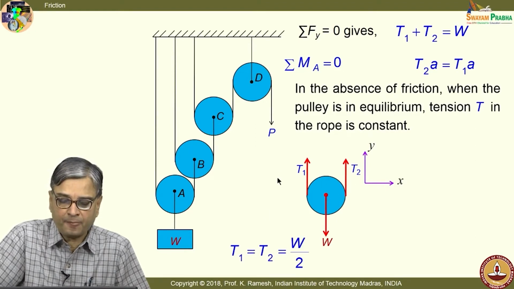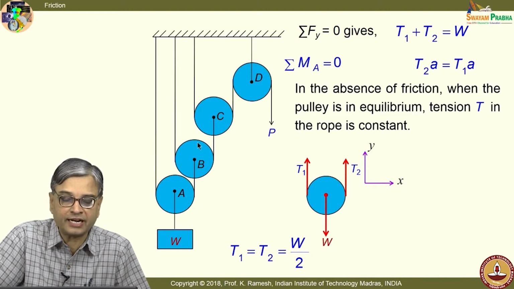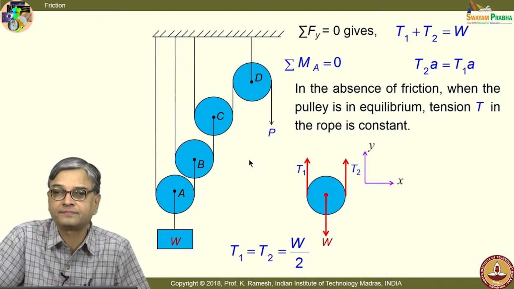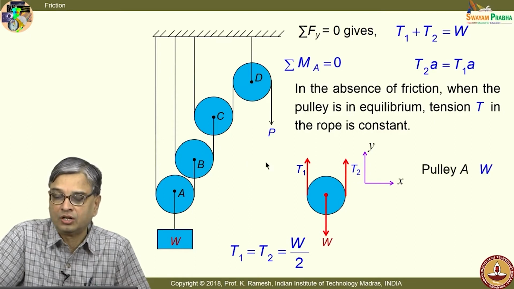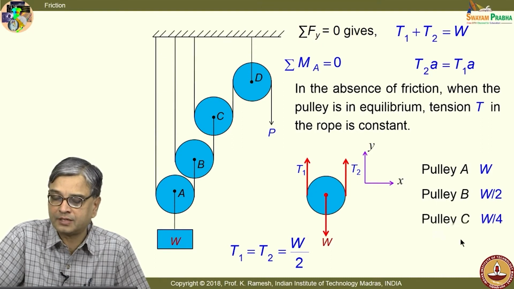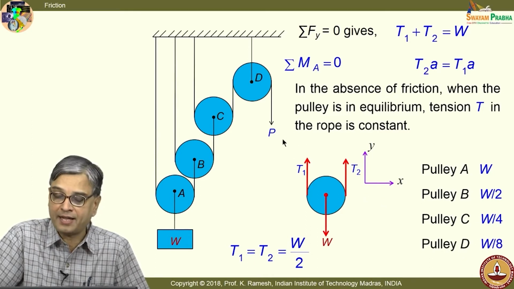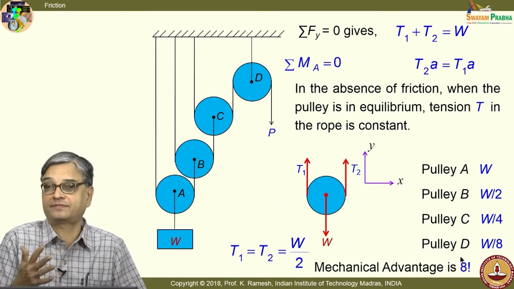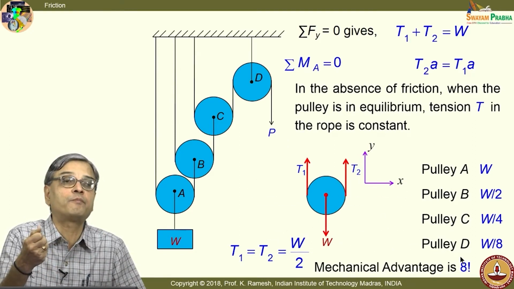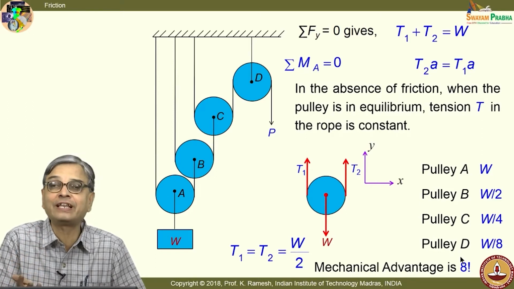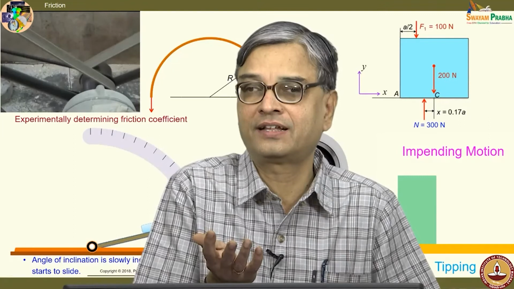And if I look at what is the value of T1 and T2 for the pulley A, that turns out to be W by 2, and this is the load that needs to be supported by the pulley B. So, pulley A supports W, pulley B supports W by 2, pulley C supports only W by 4, and pulley D supports only W by 8. So, you have a mechanical advantage of 8. So, with a small pulling force, you can lift a very large weight, fine.